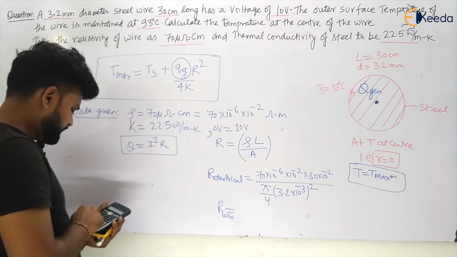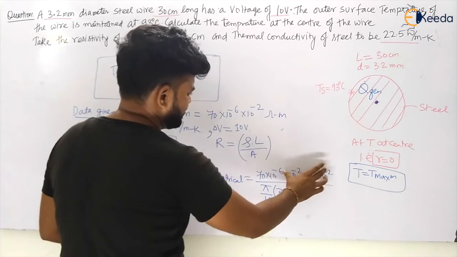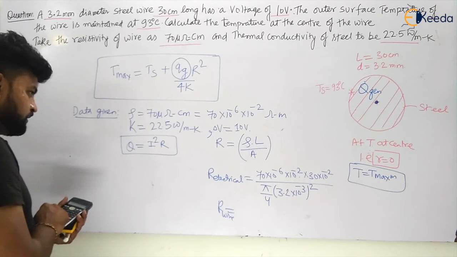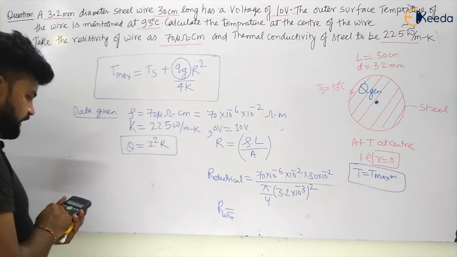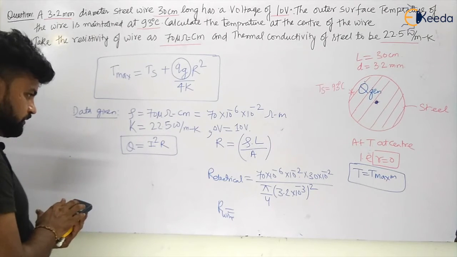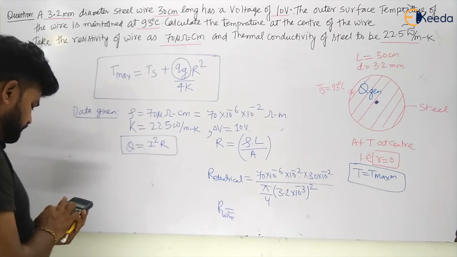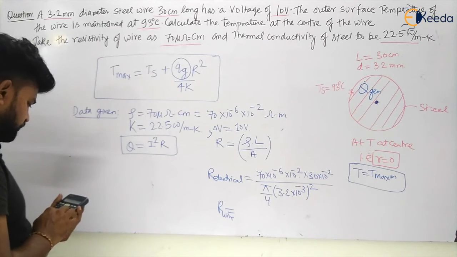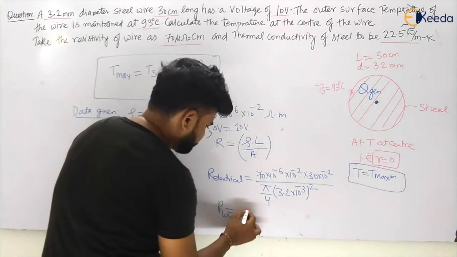So this will be given by 70 into 10 to the power minus 6 minus 2 minus 2. Then this will become how much? 10 to the power minus 10, my dear students. Multiply by 30 divided by pi by 4 into 3.2 10 to the power square, and multiply by 4. So the value will be equal to how much? 0.0261.